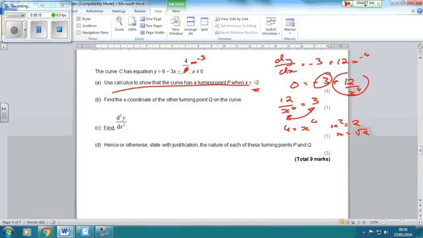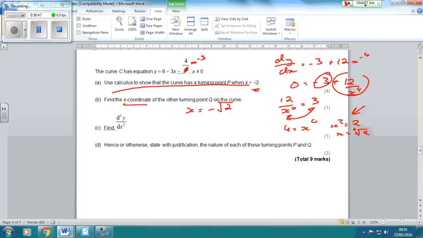So, find the x coordinate of the other turning point Q on the curve. When we do the square root of 2, we've got either the positive square root of 2 or the negative square root of 2. So there's the x coordinate, so it's just minus root 2.